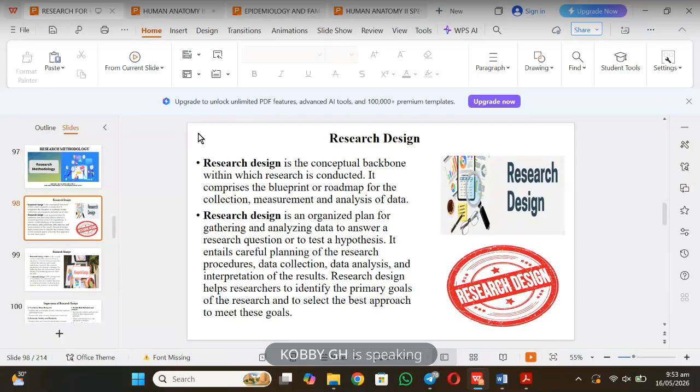So we say prospective study helps to reduce what? Recall bias. Is that okay? It helps to reduce recall bias. Okay. So what are some of the advantages of prospective studies? Yes. What are some of the advantages?